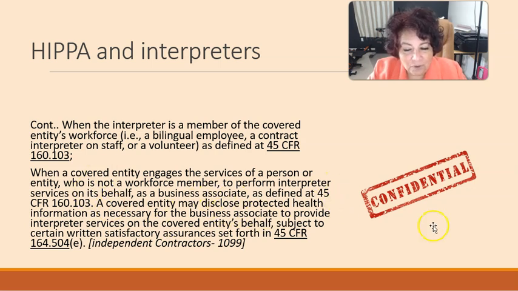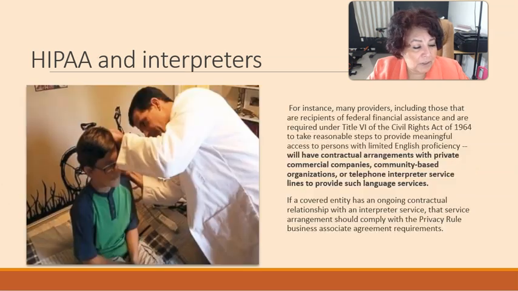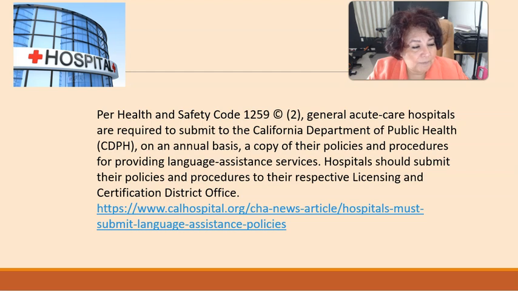And here it gives you the law. A covered entity may disclose protected health information as necessary, again, for processing payment, healthcare coverage, and treatment, as well as to provide interpreter services on the covered entity's behalf, and then it gives you the law. So this is referring to the contractors, and the previous one is if you're a full-time or part-time employee of that organization.